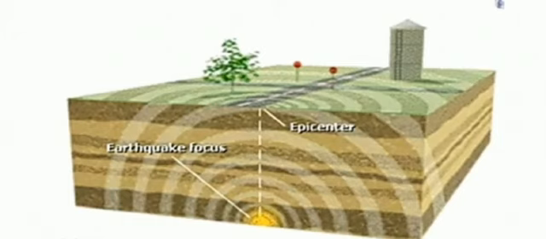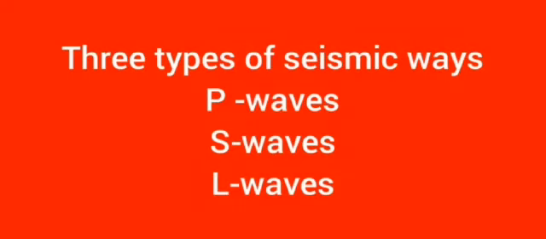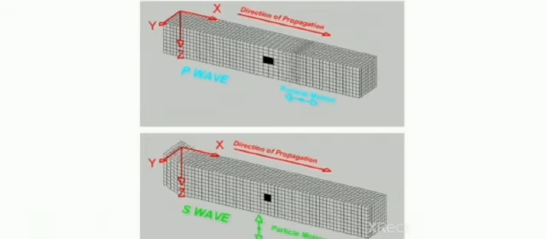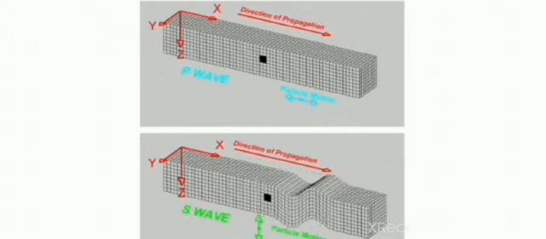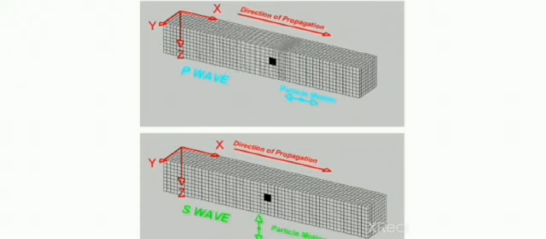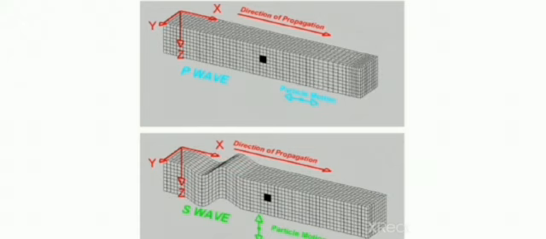center. There are three types of earthquake waves. They are P waves, S waves and L waves. Now these P waves are longitudinal waves or compressional waves that shake the ground back and forth in the same direction and in the opposite direction as the direction the wave is moving.